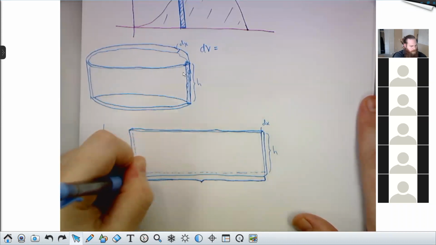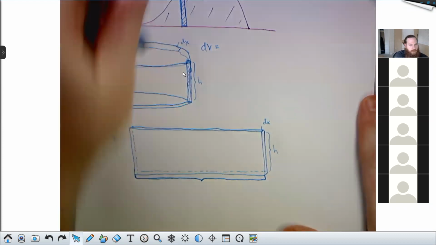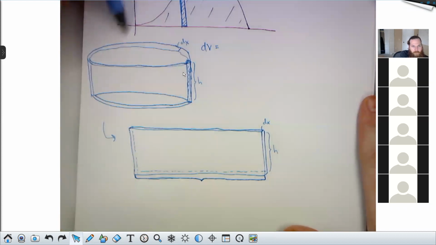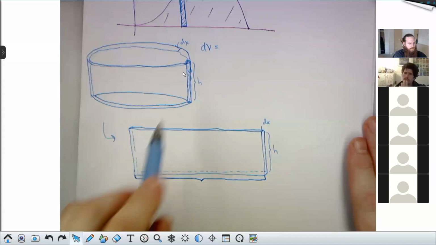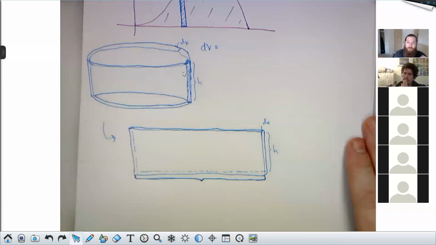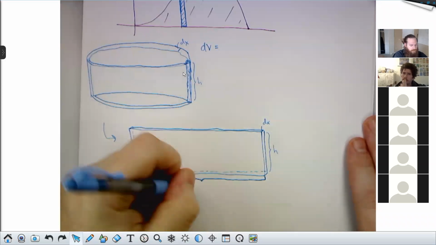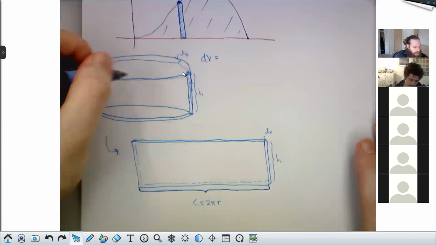Not quite. So think in terms of this guy. Imagine you're looking straight down from above on this as I cut and unroll it. Pi times h. Getting closer. It's the circumference of the circle. It's the circumference. 2 pi r. Yeah, it's the circumference, which is 2 pi times the radius.